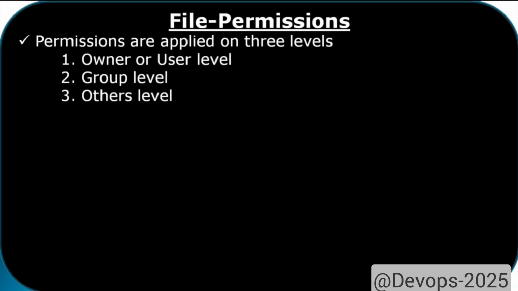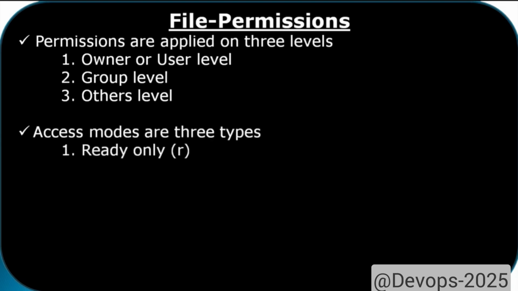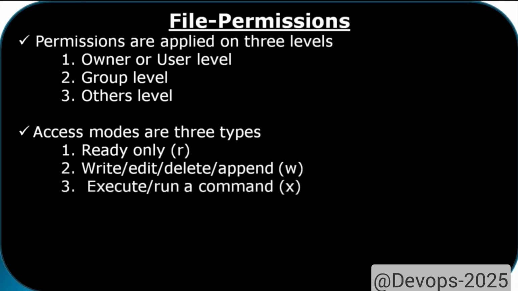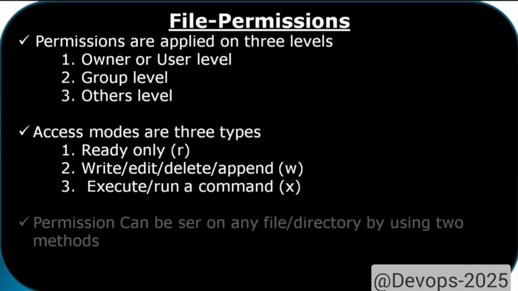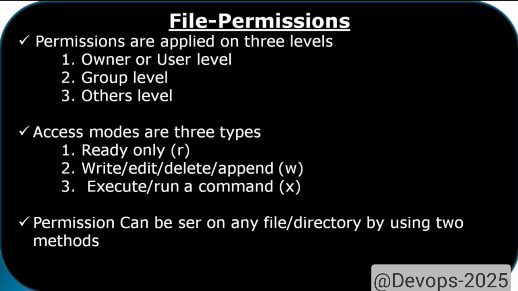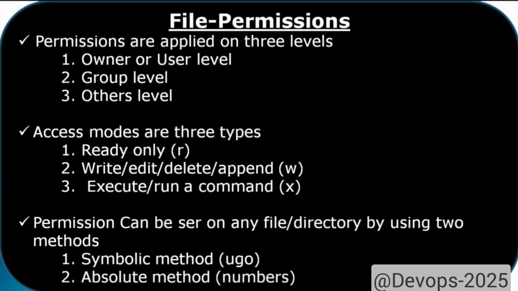So let's understand the three key attributes. There are three modes of attribute keys. One is read, denoted as R. Then write, which covers edit, delete, and append, denoted as W. And execute or run, denoted as X. Permissions can be applied or set on any file or directory using two methods: the symbolic method and the absolute method.